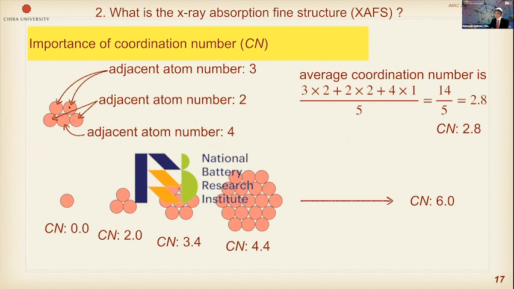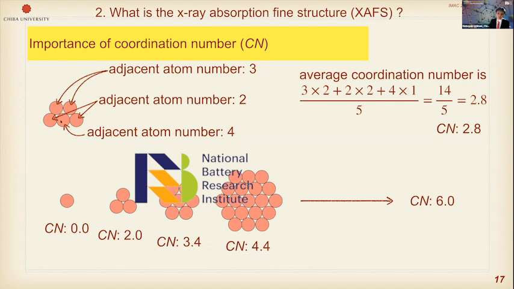I am sure that all of you know the meaning of coordination number. However, I prepared such a sheet, so I will explain it. For example, the upper two atoms have this many adjacent atoms. This atom has 3 adjacent atoms. Of course, this left part also has 3 adjacent atoms. Both bottom atoms have only 2 adjacent atoms.